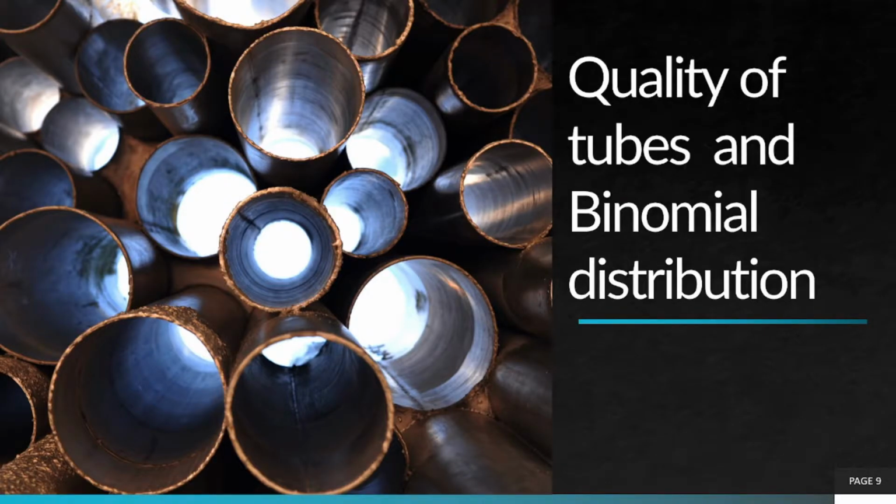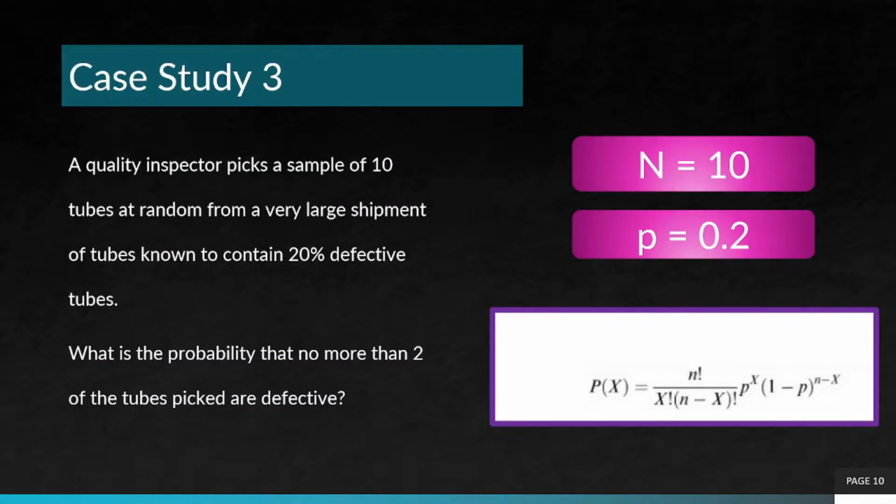Quality of tubes and binomial distribution. We will apply the quality of tubes to the binomial distribution. So this is case study 3.